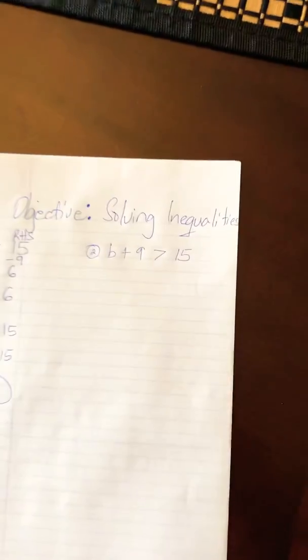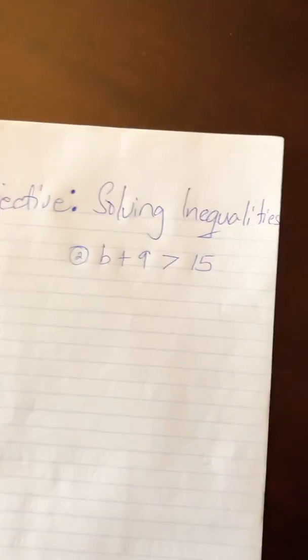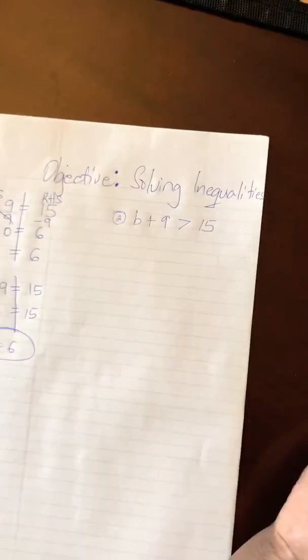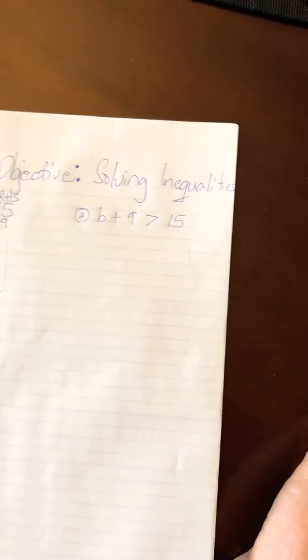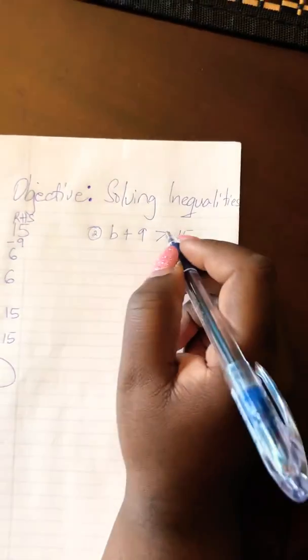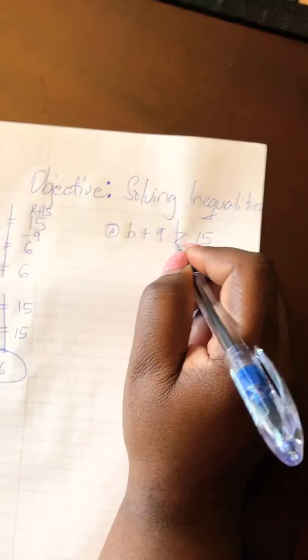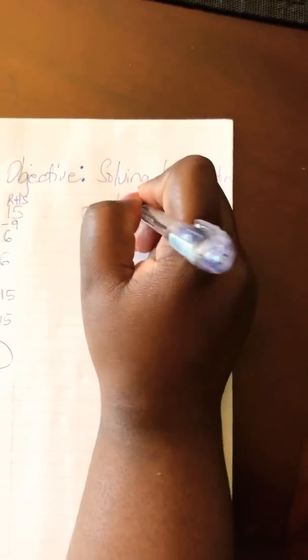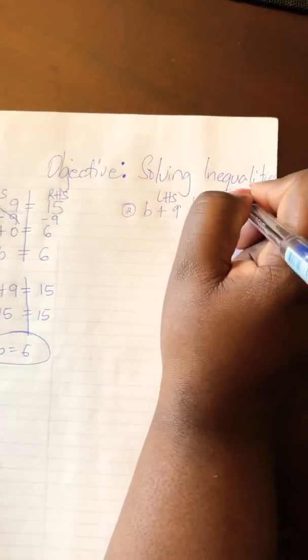Now, let's move over to the inequality for that very same equation using those very same numbers. Again, we have b plus 9 is greater than 15. We have two sides of the inequality. So right there, we're going to put our line. Again, this is the left-hand side. This is the right-hand side.